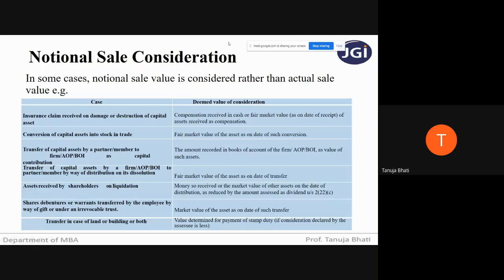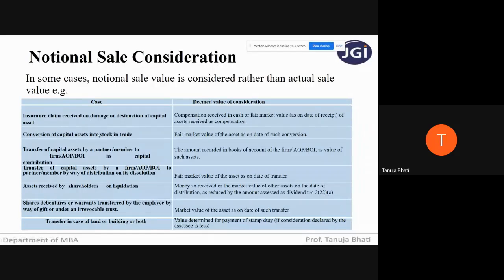In our previous class, we were continuing with notional sales consideration. So we had seen notional sales consideration means where you have to consider the sale consideration as a notional sales value and not the actual sales value. So there were different cases where we have already seen two cases.